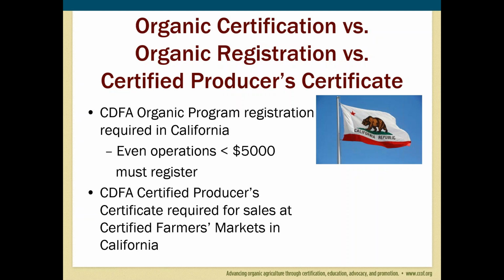All right, so we've wrapped up the regulations that relate to crop production and direct sales from the NOP. And at this point, I want to take a quick detour, and this is our last topic before we go to questions, into a couple areas that can be points of confusion for organic producers, specifically in California. And that's the distinction between organic certification, organic registration, and the certified producer's certificate. So organic producers in California need to register with the state organic program, and that's even the exempt operations with less than $5,000 in sales.